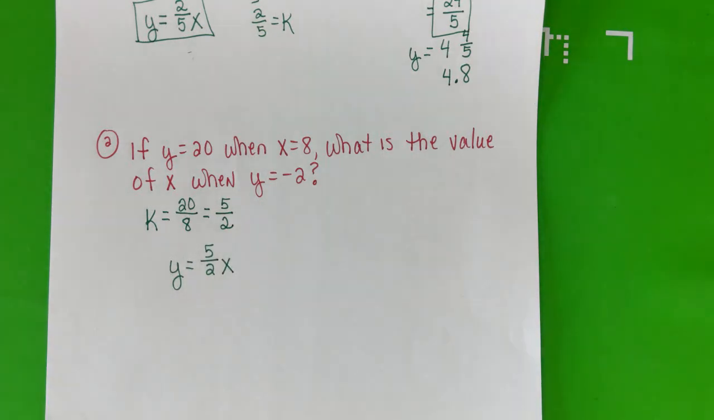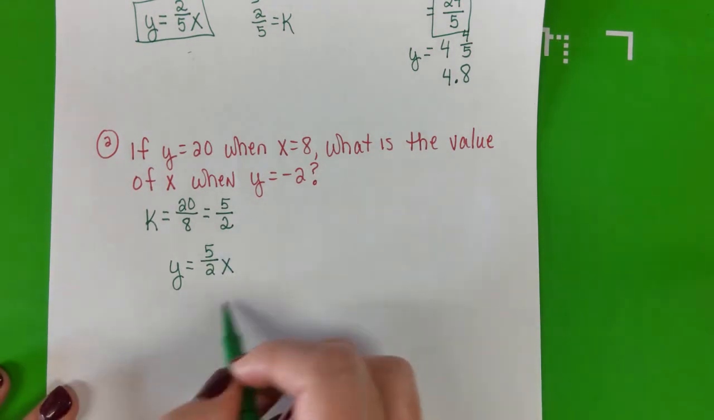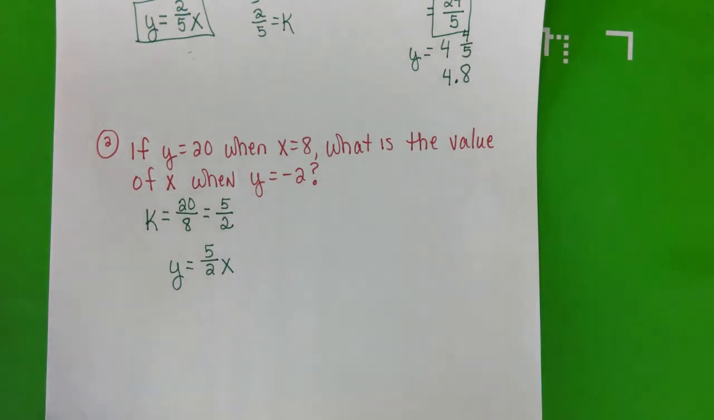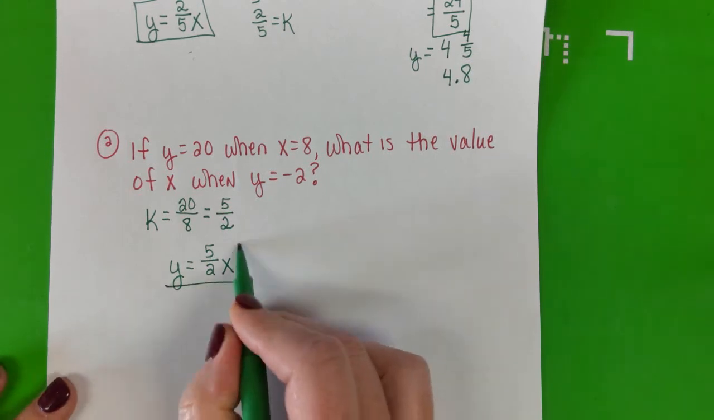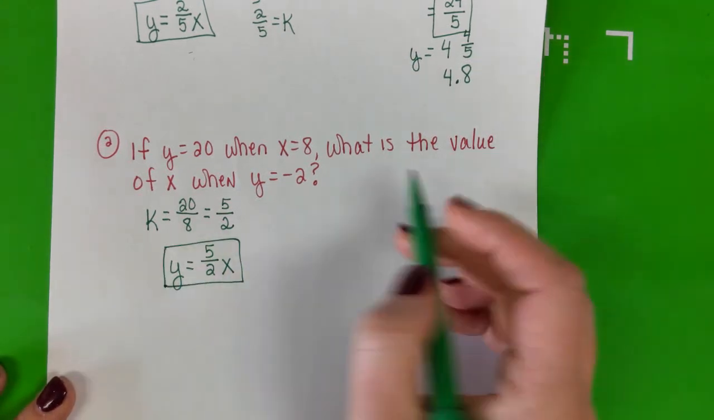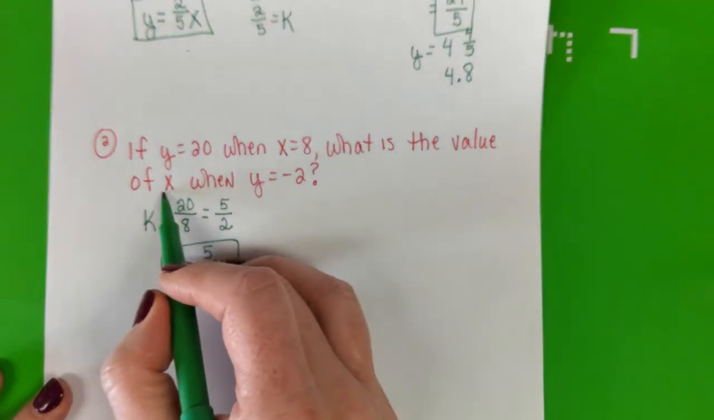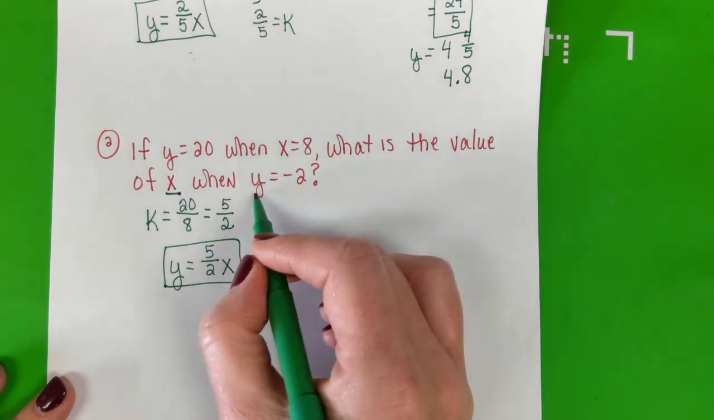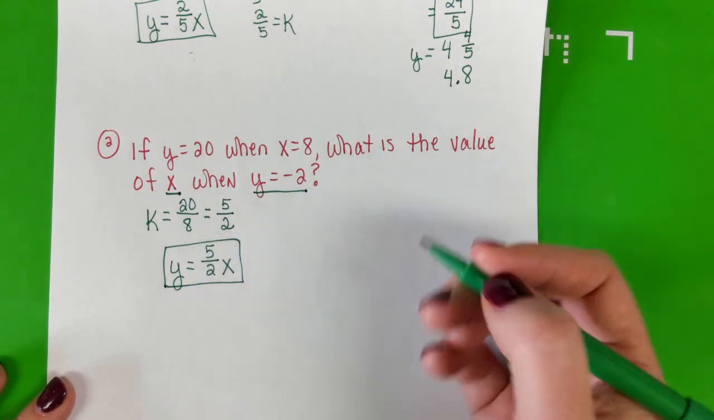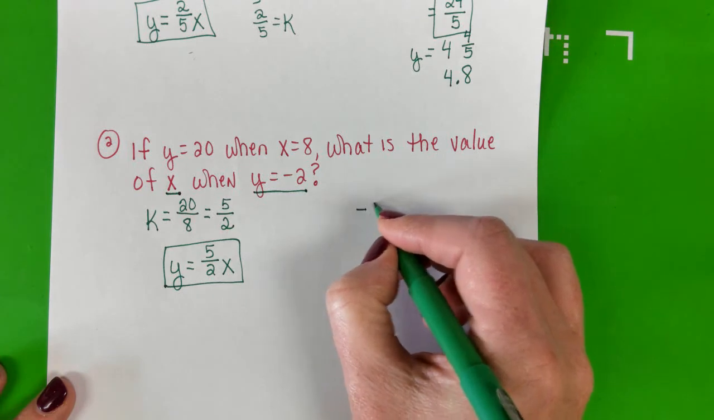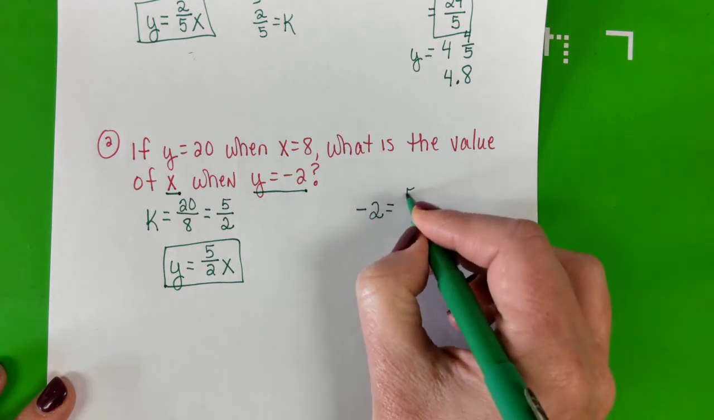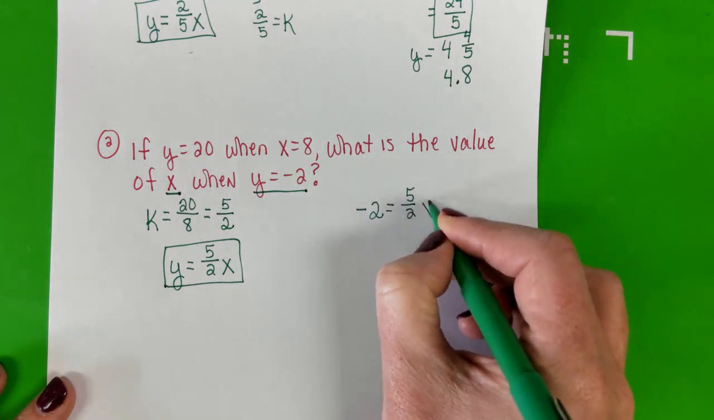Sure, if you want to change that to a decimal, you can. Most of the time, though, we're going to see them left as a fraction. But again, we need to be comfortable working in the different forms of the number. Then it says, what is the value of x when y equals -2? So this is different. Now we're going to plug -2 in for y and solve for x.